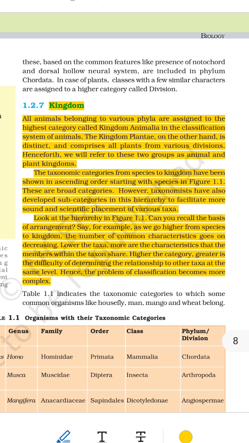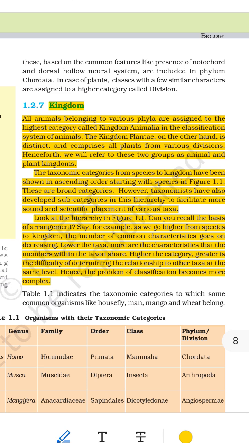But now scientists use a more updated system with 5 or 6 kingdoms. 1. Animalia, animals. 2. Plantae, plants. 3. Fungi, mushrooms, molds. 4. Protista, single-celled organisms like amoeba. 5. Monera, bacteria, split later into 2. But for now, let's just focus on the big 2, Animalia and Plantae.